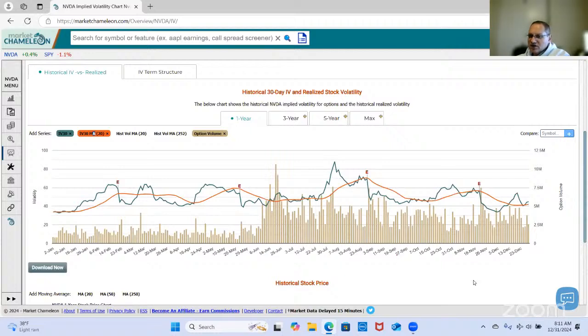So that's the implied volatility versus itself. We could also compare the implied volatility relative to the realized volatility. How does the stock actually move? Because the implied volatility is the market's forward-looking volatility. It's what the market anticipates volatility going forward. Right, that's implied volatility, and in this case it's looking at the next 30 days.